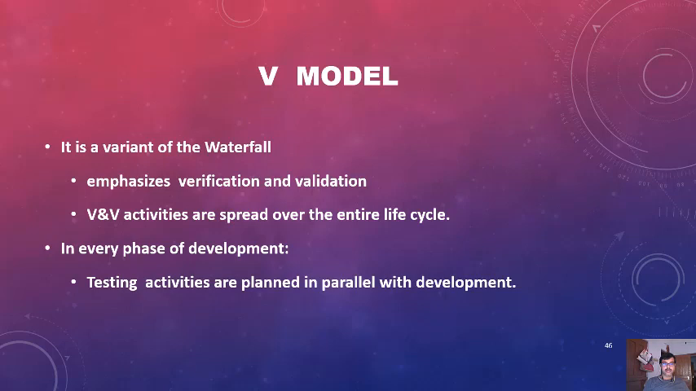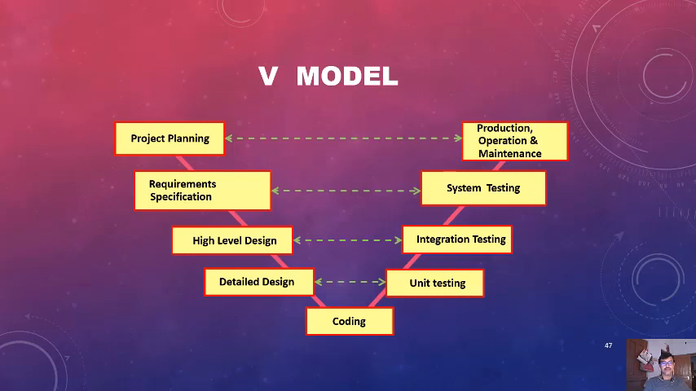In every phase of development, testing activities are planned in parallel with development. So here we find that in each and every phase, testing activities are done. How? When you are at requirement specification, the software is not yet developed, so how will the testing be done? Keep in mind that when you are going to test something, you first have to decide which values you will put in as inputs, and which values you will get as outputs. So you have to find these test cases actually.